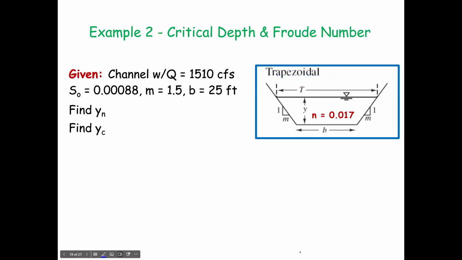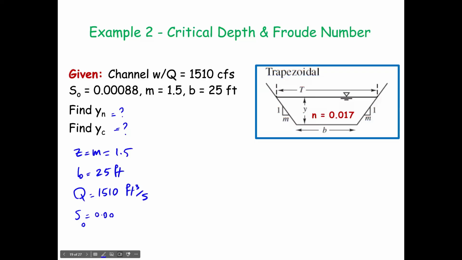I just made your life harder because I changed the cross section from rectangular to trapezoidal, which nobody likes. So write the information. This is the question. M and Z are the same. I just want to make sure that you are familiar with the different letters. So 1.5, B is 25 feet. Discharge is 1510 CFS, which stands for cubic feet per second. And this one is S, or the slope of the channel.